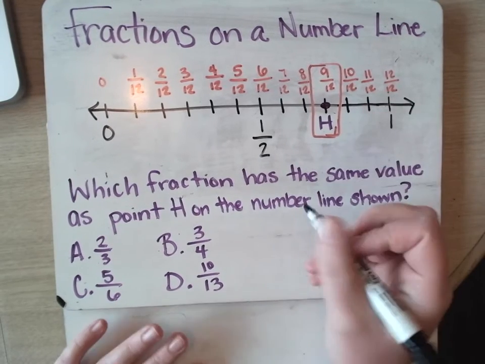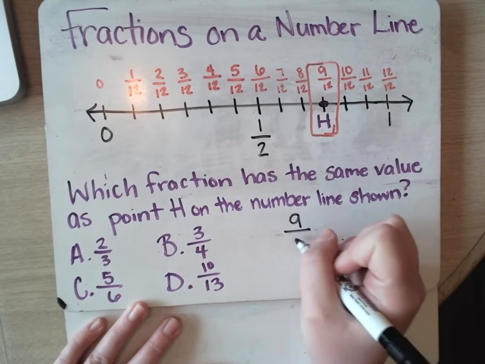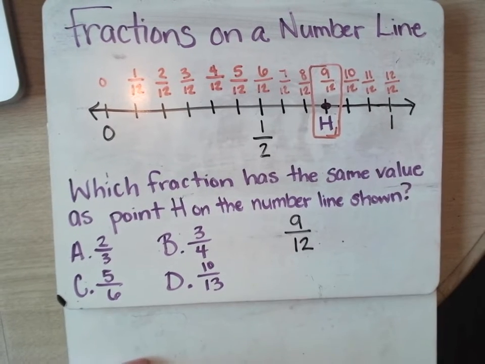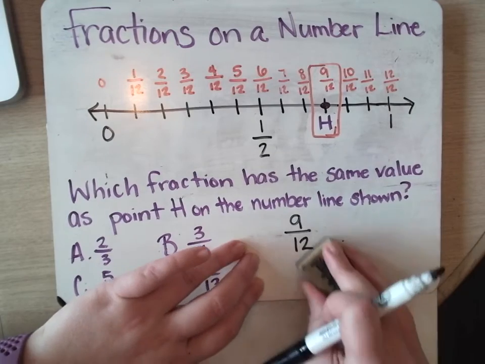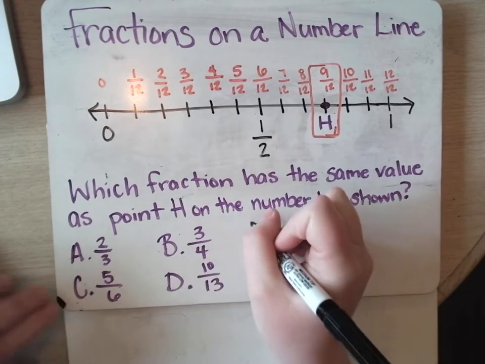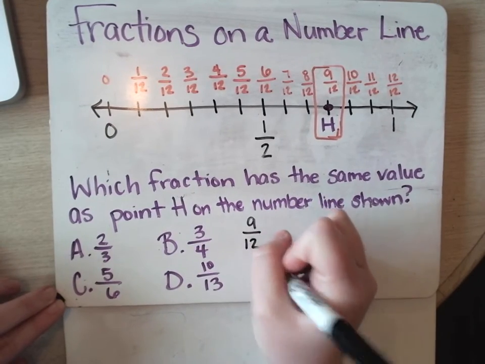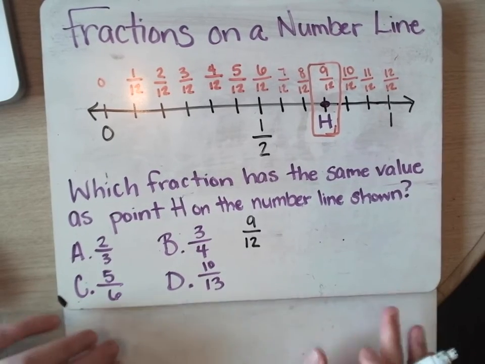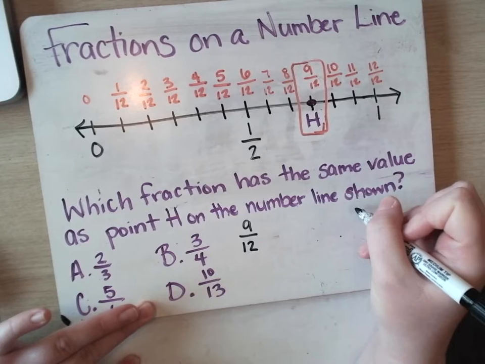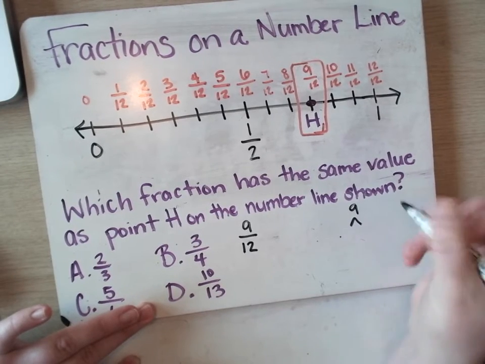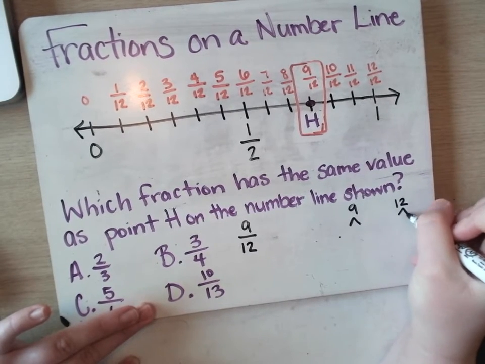I'm going to pull that out and write it down here. So 9/12 is point H. I'm going to see if I can simplify that first and find my answer. So in order to simplify this fraction, remember we find the GCF of our numerator and our denominator. So I'm going to do my trees over here. Here's my tree for 9. Here's my tree for 12.